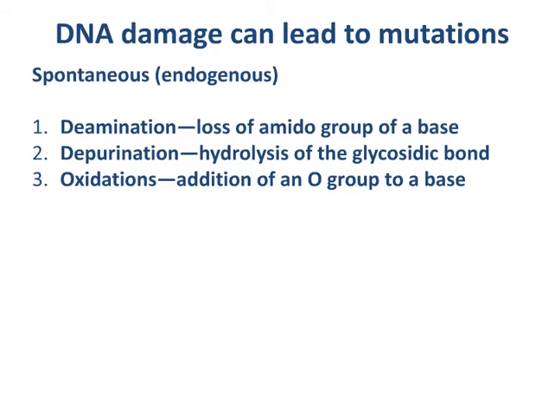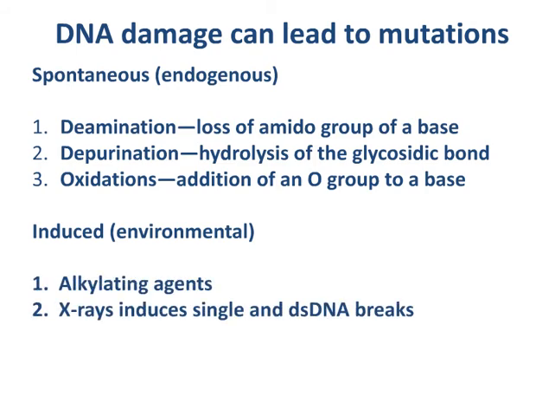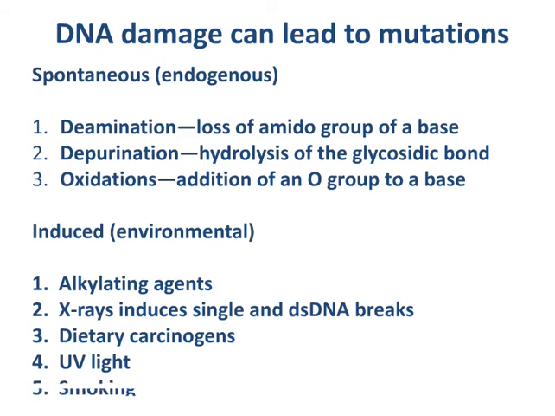Deaminations, depurinations, and oxidations occur quite frequently within cells, and if they were not repaired, further DNA replication would introduce transitions and transversions into daughter cells, and the changes would become permanent. Other mutations are the result of environmental or physical factors, such as alkylating agents, X-rays that induce single and double-strand breaks in DNA, dietary carcinogens, exposure to ultraviolet light, or carcinogens in cigarette smoke.